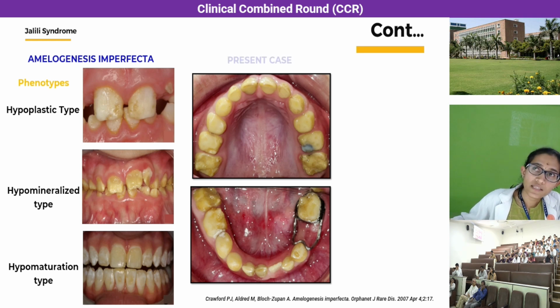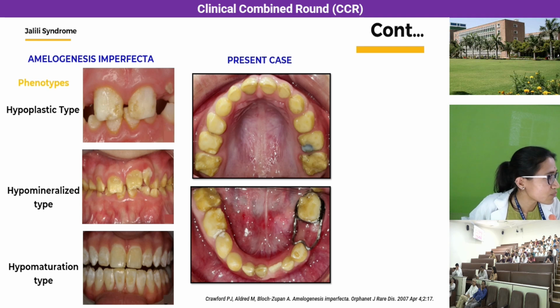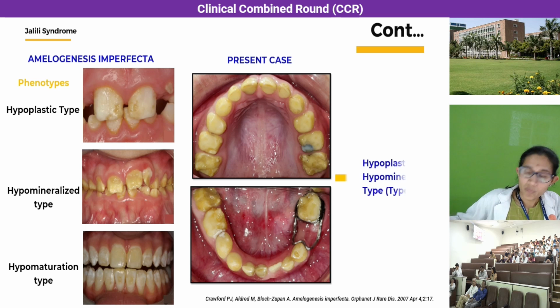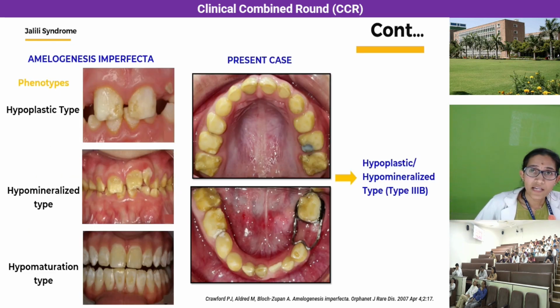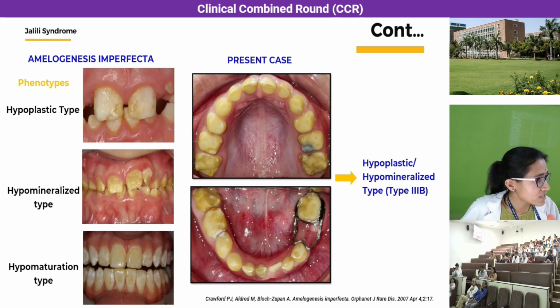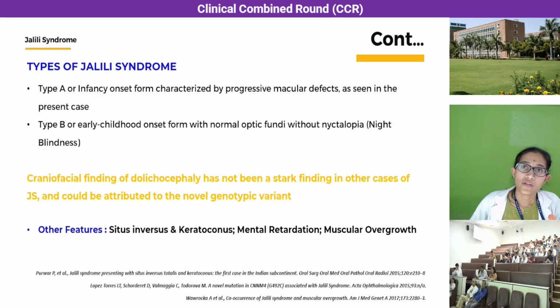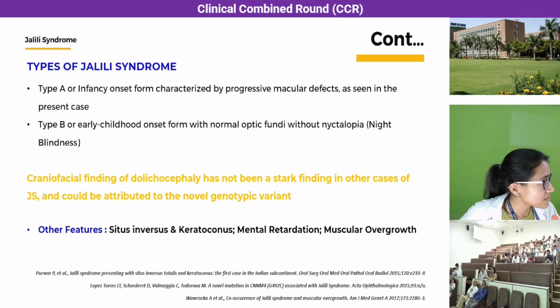So in the present case, the patient was showing the features of both hypoplastic and hypomineralized types of amelogenesis imperfecta. So the diagnosis was made to be hypoplastic or hypomineralized type according to Witkop classification type 3B, which falls under the autosomal recessive pattern as shown in this case. Now coming to the types of Jalili syndrome, there are basically 2 types. The one is type A or infancy onset, characterized by progressive macular defects as seen in this present case.